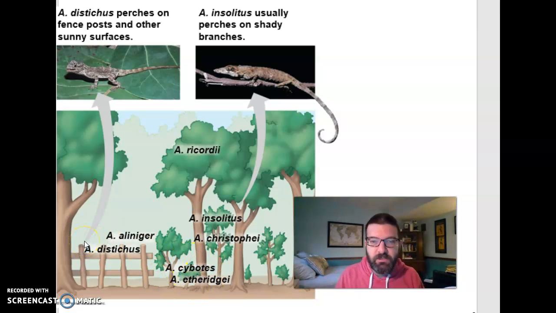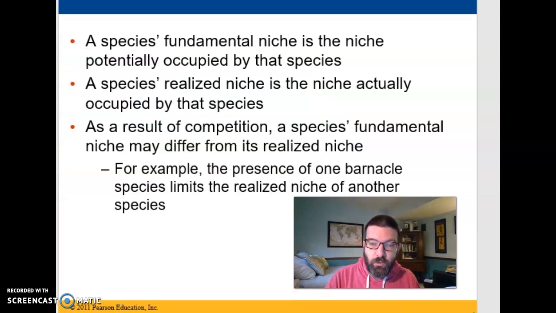And because of all the competition, selection made it more advantageous for them, made them more fit if they were better at doing something slightly different. You end up getting this resource partitioning over time due to natural selection with this competition. So in essence, an organism really has two niches. It has what we call its fundamental niche, which is the niche that it could potentially occupy without any competition at all, right?